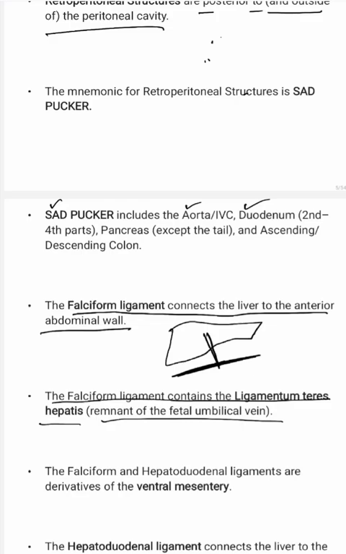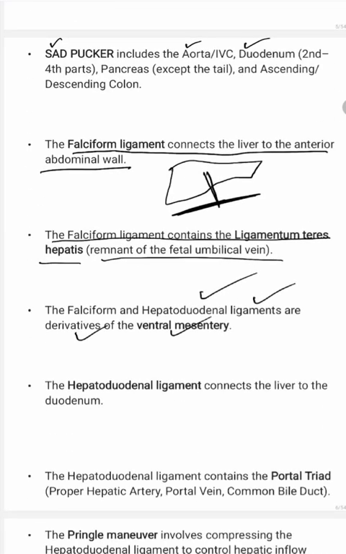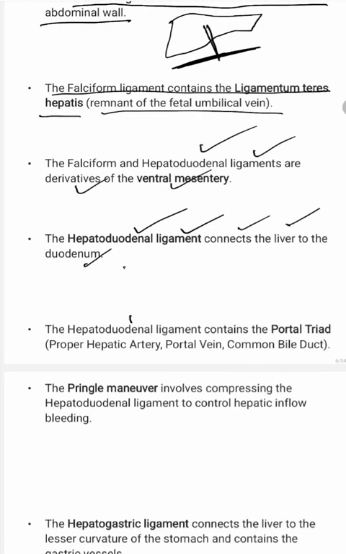Now, the falciform and hepatoduodenal ligaments are derivatives of the ventral, or anterior, mesentery. The hepatoduodenal ligament connects the liver to the duodenum, as its name indicates, and contains the portal triad. This is important. There are three things in the portal triad: proper hepatic artery, portal vein, and common bile duct. I repeat: proper hepatic artery, portal vein, common bile duct. These are the portal triad.